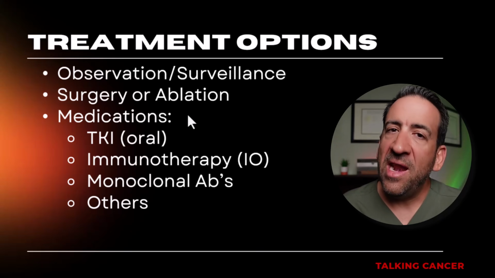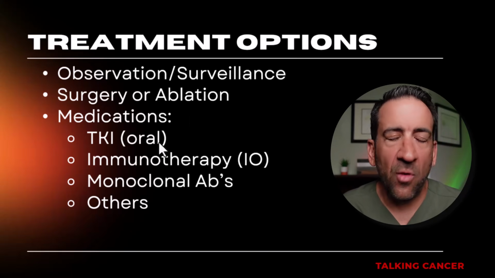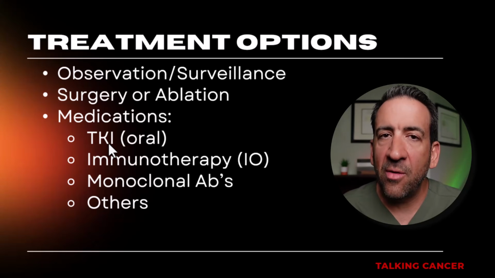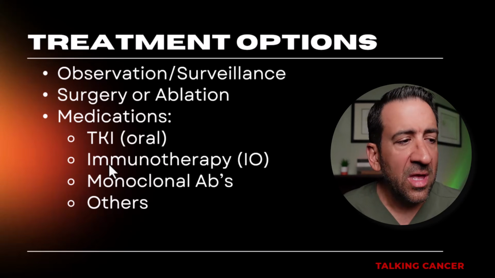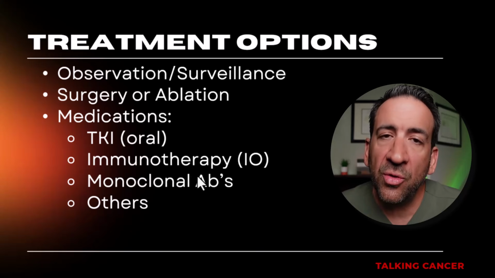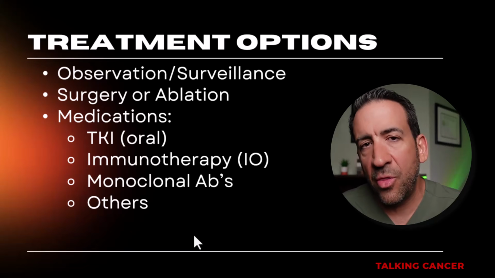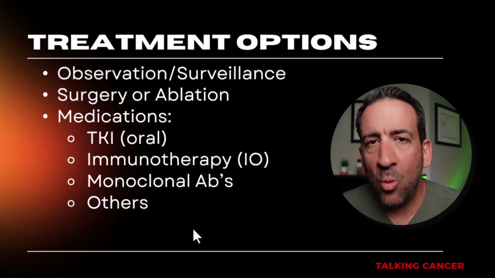We're going to go over that as well. Another option is medications, and there are many different medication options. You have oral medications called TKIs. TKI stands for tyrosine kinase inhibitors, and there are many of them. Again, we're going to go over all of these. The other treatment option in the medication arm is immunotherapy. We also have monoclonal antibodies, and we have other options as well. So now let's break these down one by one.